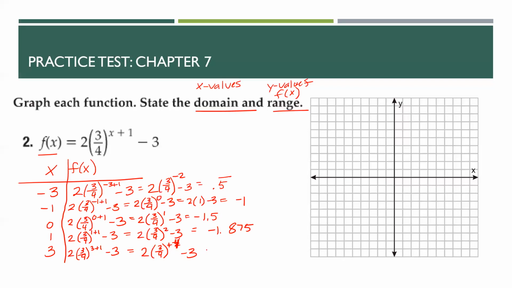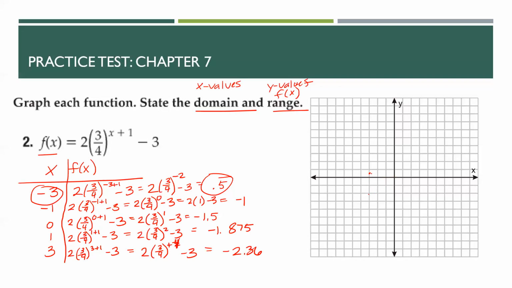+4 minus 3 is equal to -2 and 36/100. Okay, so when you graph this, you've got -3, +5/10. So when x is -3, at +5/10, you have a point there.